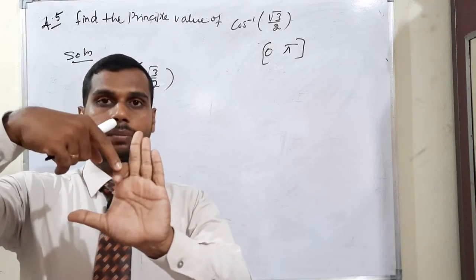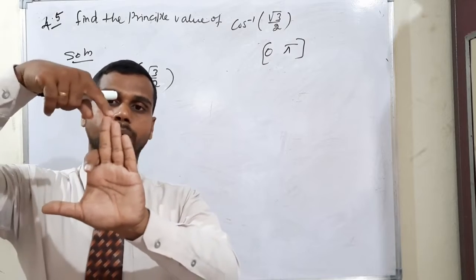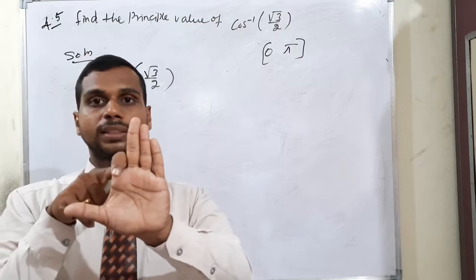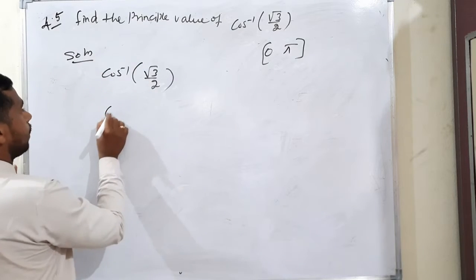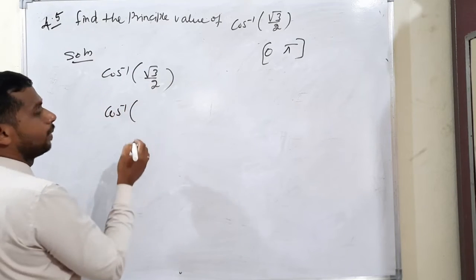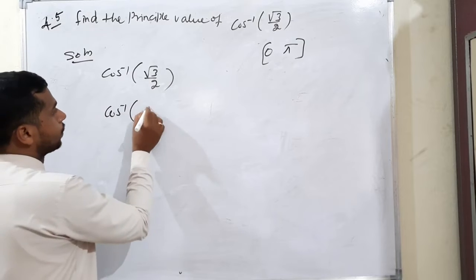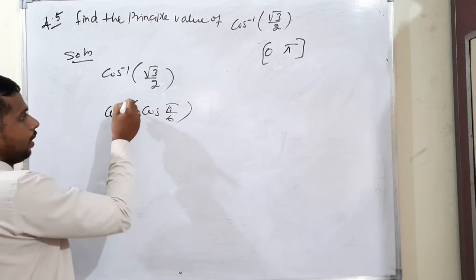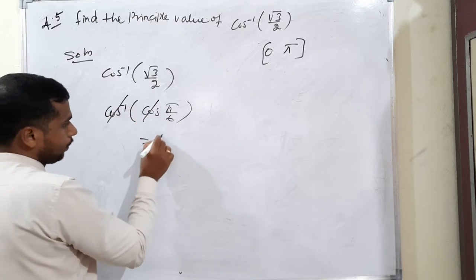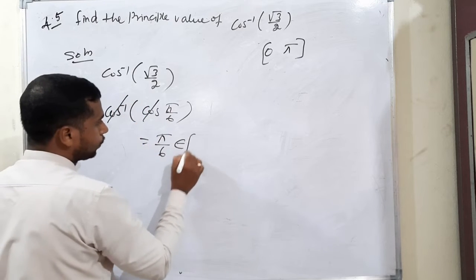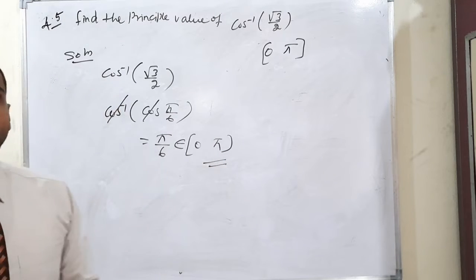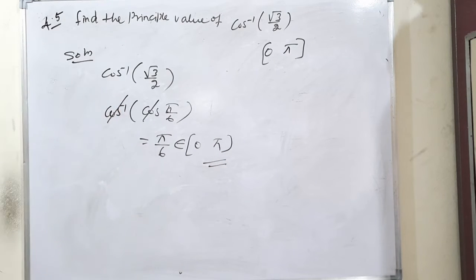So, instead of root 3 by 2, this is called root 3 by 2. Root 3 by 2 is in the list 0, pi by 6, pi by 4, pi by 3, pi by 2. So, instead of root 3 by 2, we can write cos pi by 6, because cos pi by 6 gives the value root 3 by 2. Cos inverse cos pi by 6. I told you, cos inverse cos cancel, so the answer is pi by 6. It belongs to 0 to pi. This is the answer for example 4.5. I will continue with the next question.